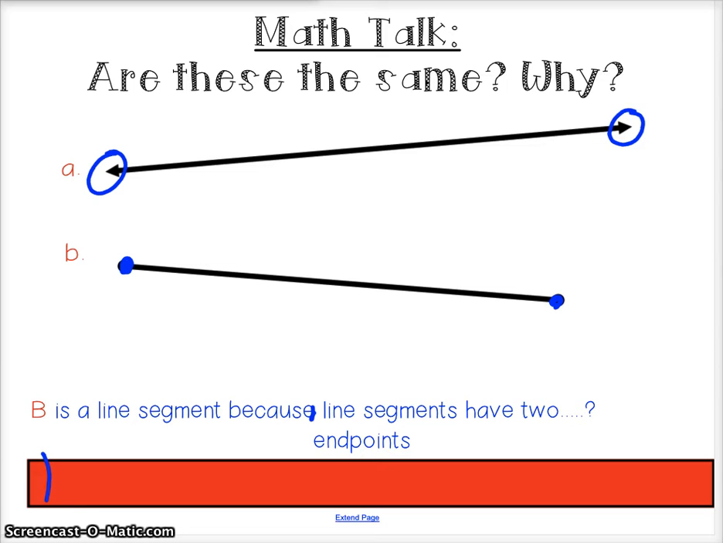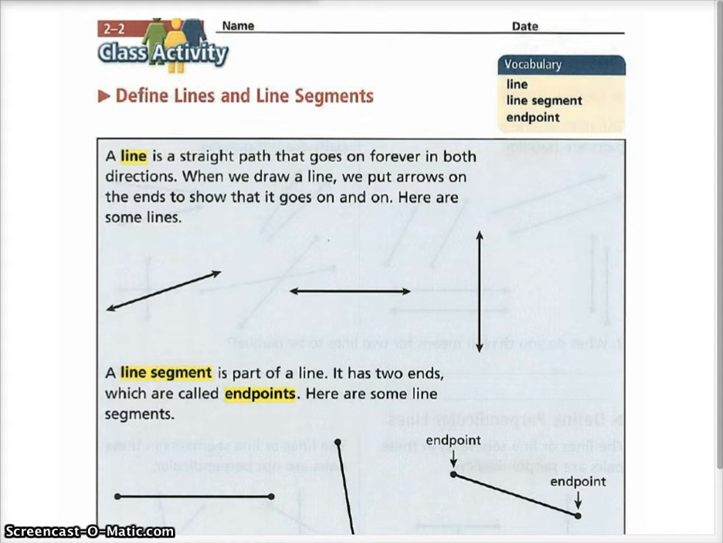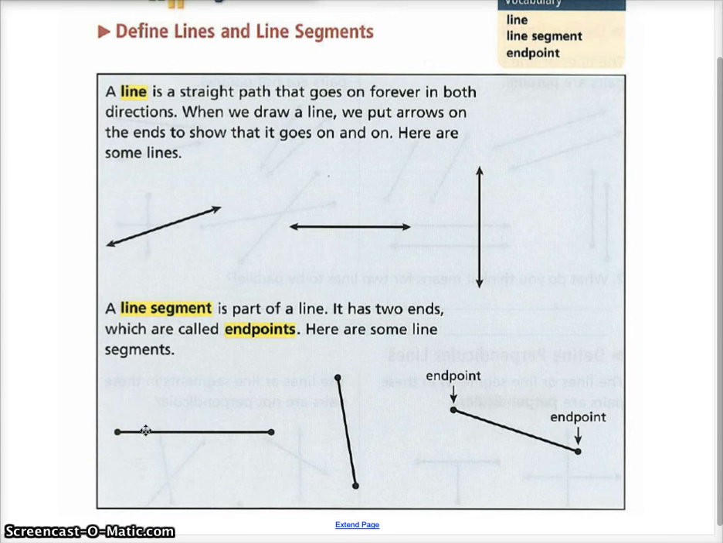All right, the last thing that we're going to do today is just review that vocabulary that you just heard. So, a line is a straight path that goes on forever in both directions. So does that mean that if it doesn't have arrows, it's not a line? Yeah, 3rd graders, it has to have arrows. We put arrows on the end to show that it goes on and on. There are some examples that you can see. A line segment is a part of a line. It has 2 ends, which are called endpoints. Here are some line segments.